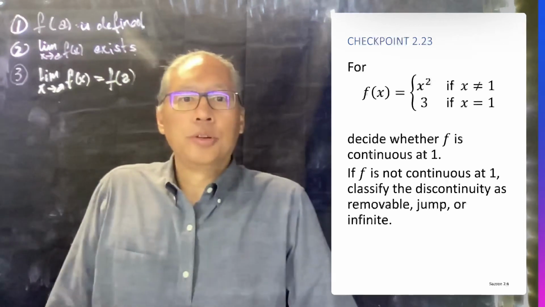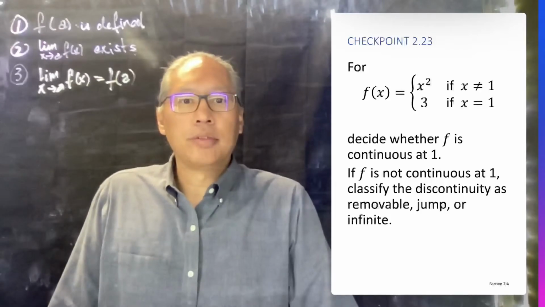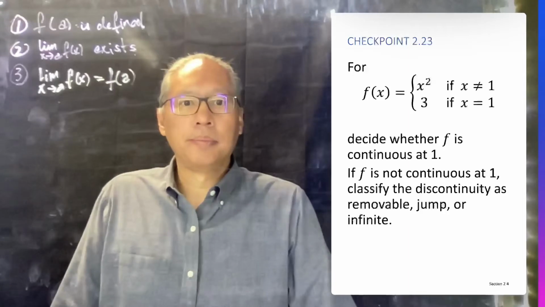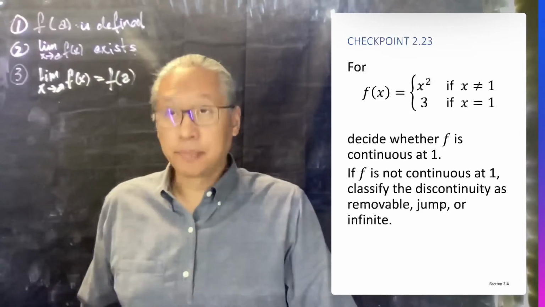Hello, this is checkpoint 2.23 from section 2.4. Here we have a function. They want us to decide whether f is continuous at x equals 1. And if it's not continuous, what kind of discontinuity is it?